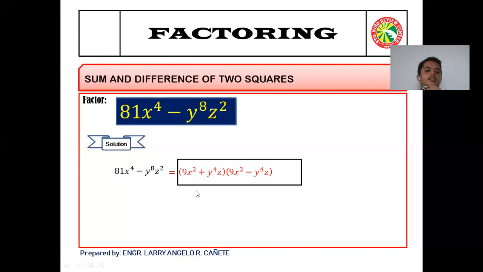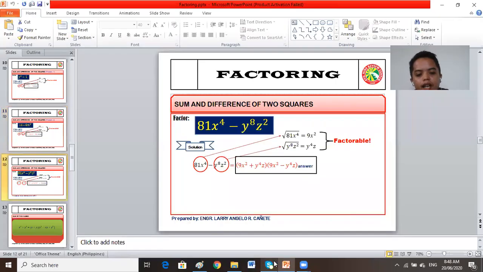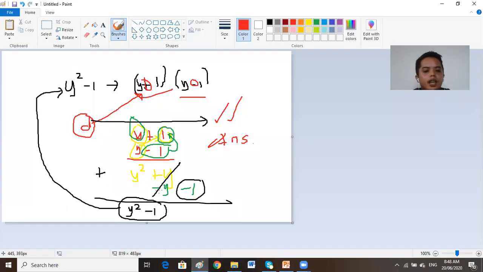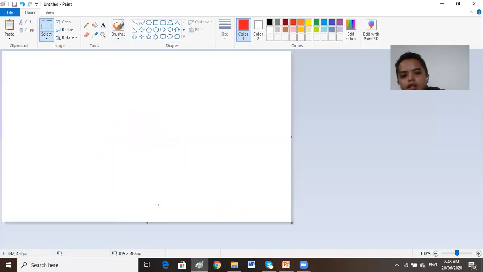But more or less, this is your final answer. So what if I give you another example and show you how I solve it. Shall we say this is your example number 4.